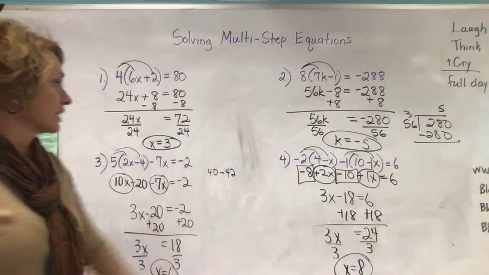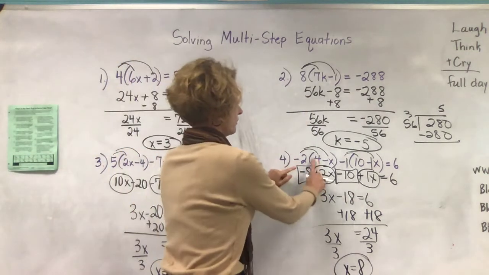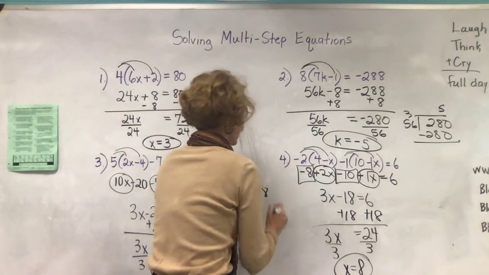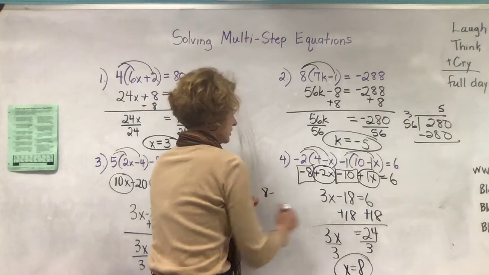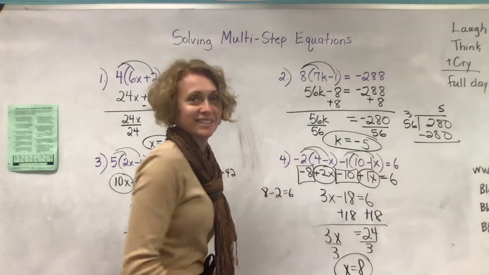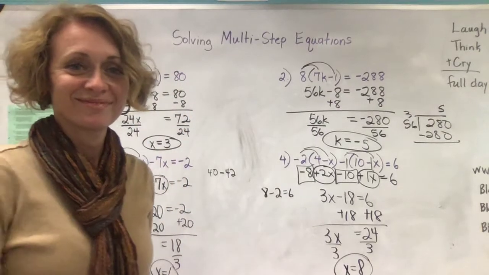Let's take 8 and plug that back in and see if it works. Okay, 4 minus 8 is negative 4. Negative 4 times negative 2 is 8. Minus 10 minus 8 is 2. Does that actually give me 6? Yes, it does. Thank you.